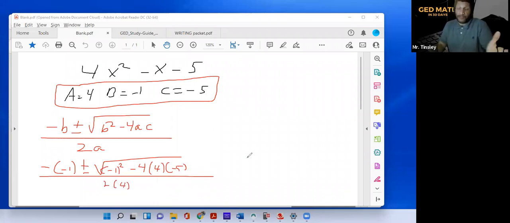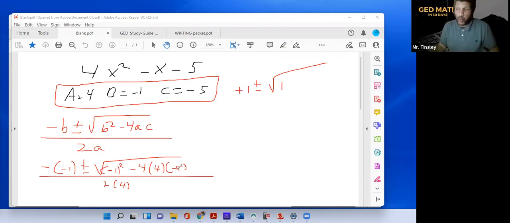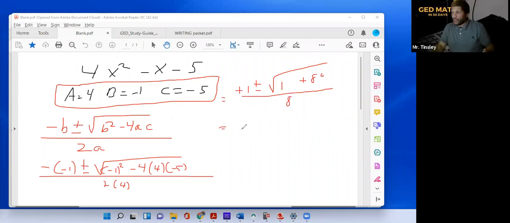This is a 7 to 10 minute problem, I'm telling you. Now, 2 negatives make a positive. So I got +1 plus or minus the square root of: -1 squared is 1. -4 times -5 is a positive 20. 20 times 4 is 80, so plus 80. Over 2 times 4 is 8. So then we got +1 plus or minus the square root of 81 over 8.